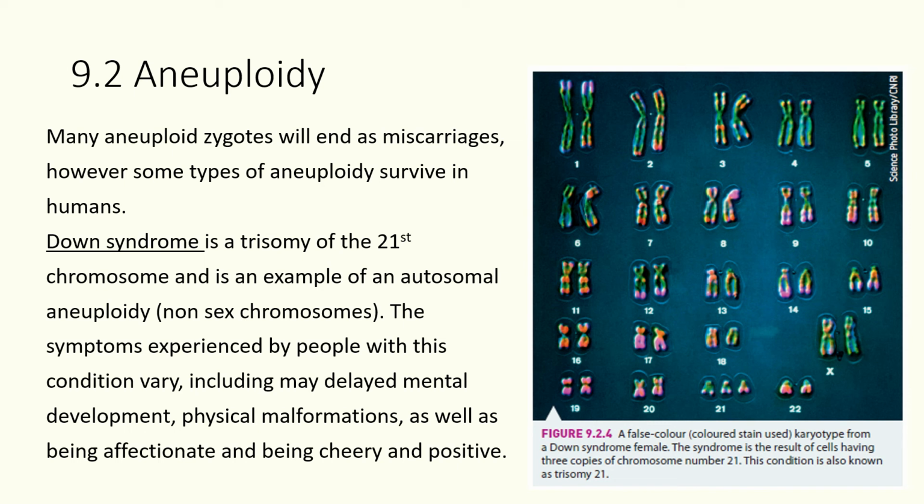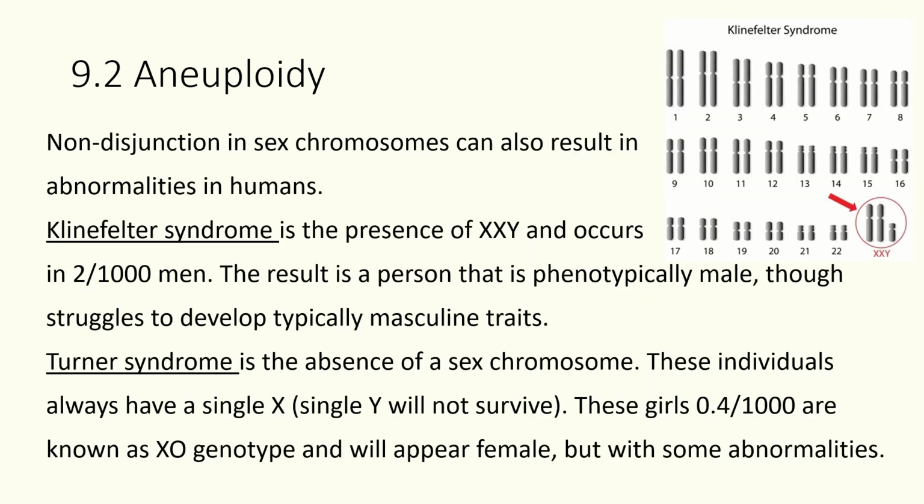When we look at non-disjunction occurring in our sex chromosome, that occurs in some syndromes that you may not have heard of before, and it can result in some abnormalities. And it's important to note that these examples of aneuploidy sometimes can be minor in terms of symptoms and often won't get picked up, or picked up in only some cases.